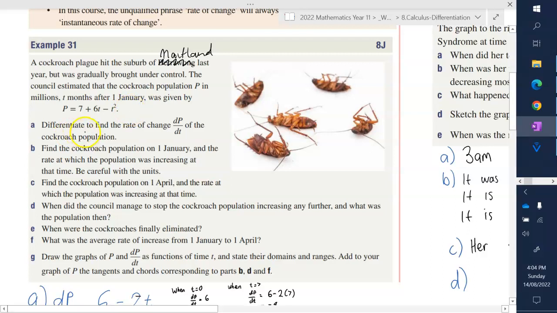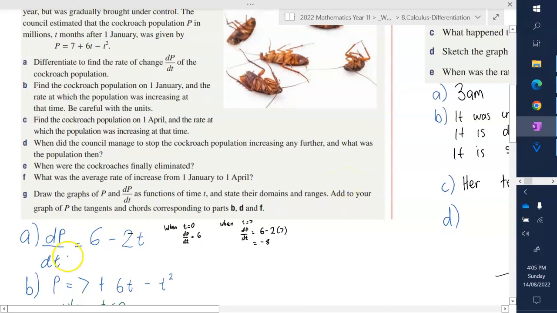Part A says to differentiate to find the rate of change dP/dt of the cockroach population. Remembering with our rates of change, right at the start I talked about how we were always looking previously at y's and dy/dx's. Now the same rules apply, we just happen to have a function of P and its relation is with T. So when we're differentiating P with respect to T, same rules as before, dP/dt is 6 minus 2t. So fairly straightforward, and that's our first step.